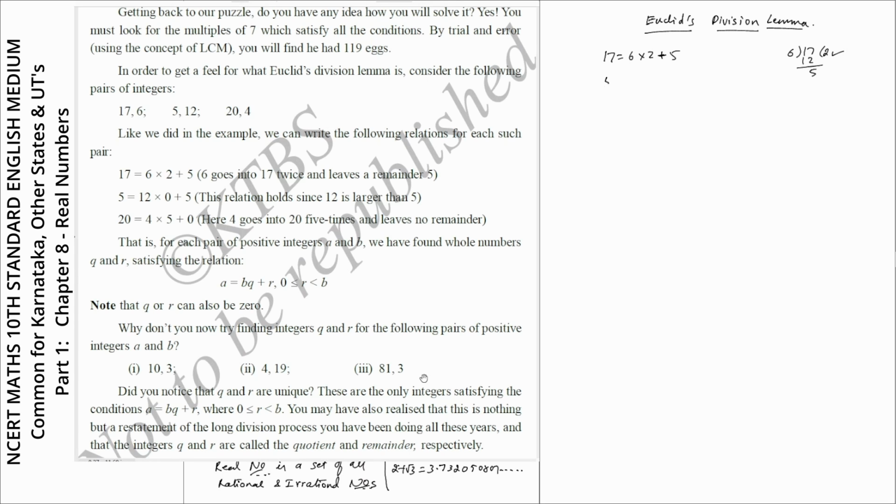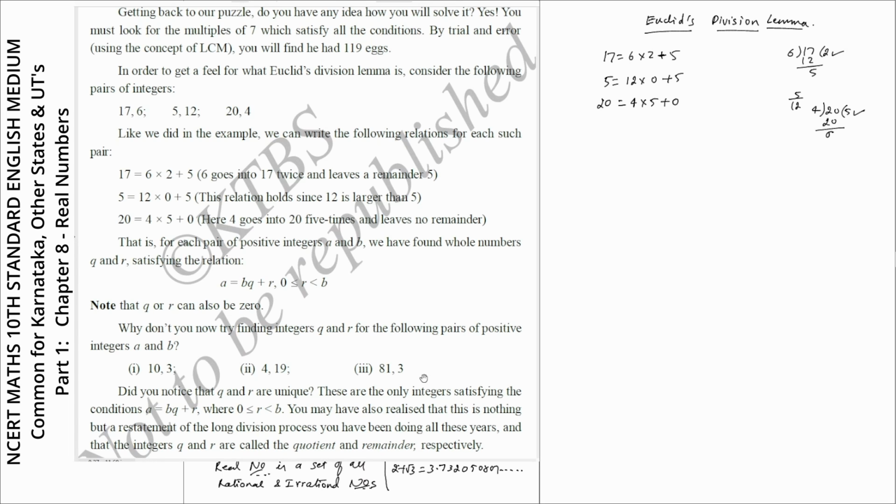Similarly, I can write 5 is equal to 12 into 0 plus 5. So 5 is not divisible by 12, and that's how it is 12 into 0 plus 5. Now 20 is equal to 4 into 5 plus 0. If you divide 20 by 4, 4 5s are 20. Quotient is 5, remainder is 0. So I can write 4 into 5 plus 0.